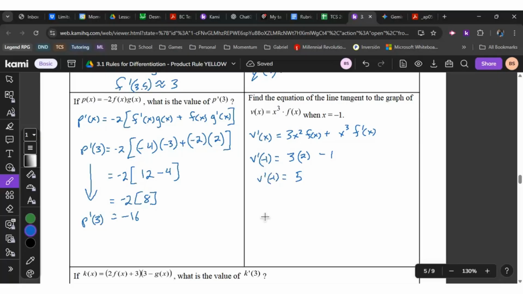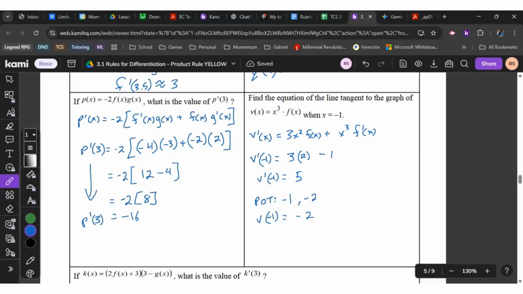But I need the equation of the line tangent to the graph. So that means I also need to find my point. So if x is negative 1, what is f of x? Oh, no, I can't do that. Never mind, I got to plug it into here. I need v of negative 1, which will be negative 1 cubed is negative 1 times... What was f of negative 1? We already did it, right? F of negative 1 is 2. Yeah, 2. That's what I thought. So it should be negative 2.